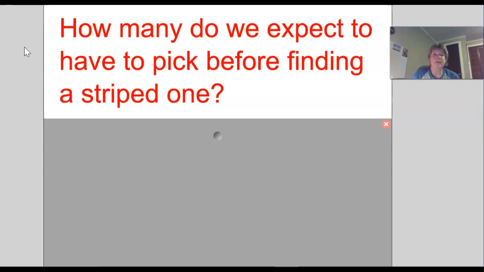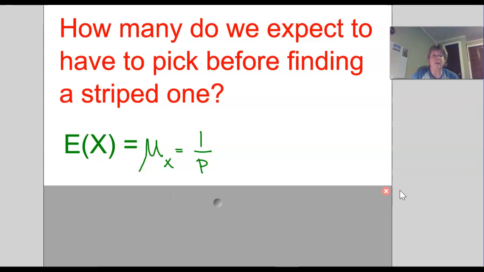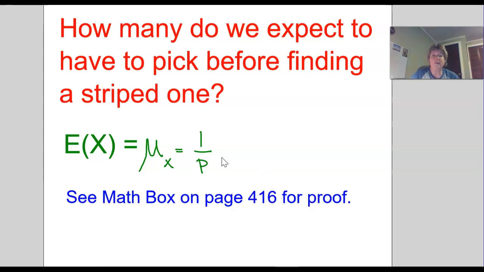All right, and then the last example we're going to look at is, and it's not really even an example, so we're going to come up with a formula here, and this is on your formula sheet. So now we're looking for an expected value here. We're looking for how many do we expect to have to pull out of the bag until we find a striped one. So here what we're looking for is the expected value of x, otherwise known as the mean of x. So it turns out that that formula, and again, this is on your formula sheet, I'll show you that in a second, is just 1 over the probability of success.